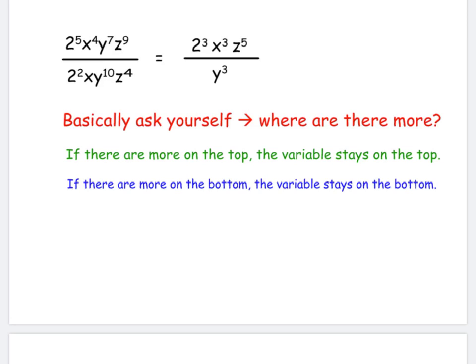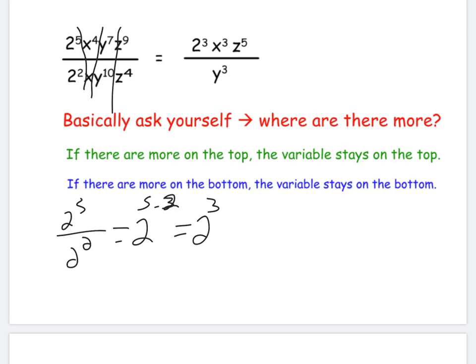Now, this looks a little bit complicated, but remember, as we said in class, we want to take each individual piece and separate them before we put them back together. So I'm going to take the 2's and separate them, the x's, the y's, and the z's. If I did the 2's, I would have 2 to the 5th power over 2 squared. Remember, when we're doing the division, the base stays the same, so it stays 2, and my exponents I subtract. So 5 minus 2 gives me 3. So I would have 2 to the 3rd power.